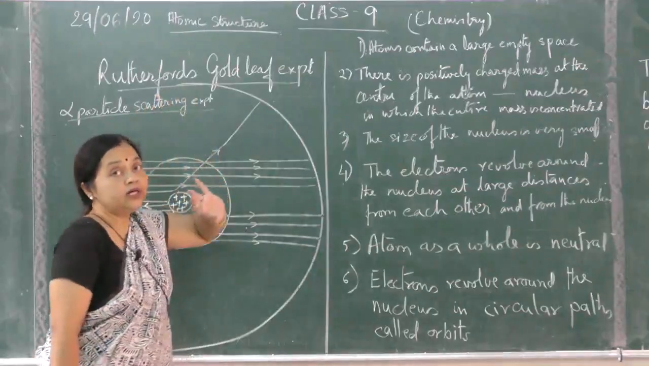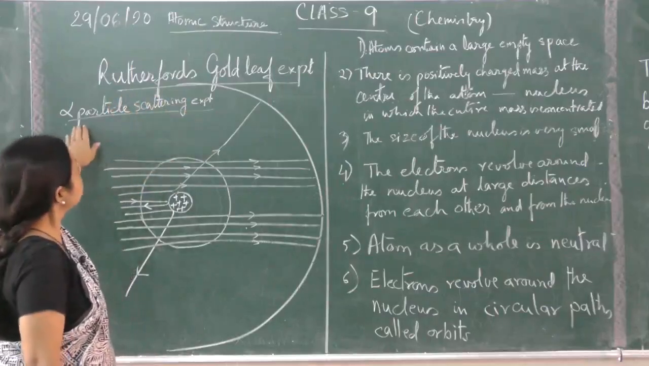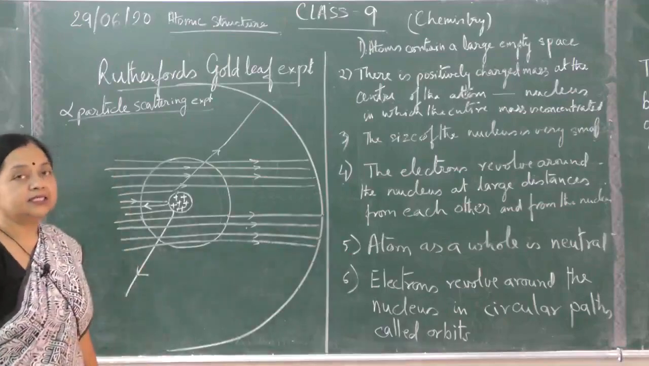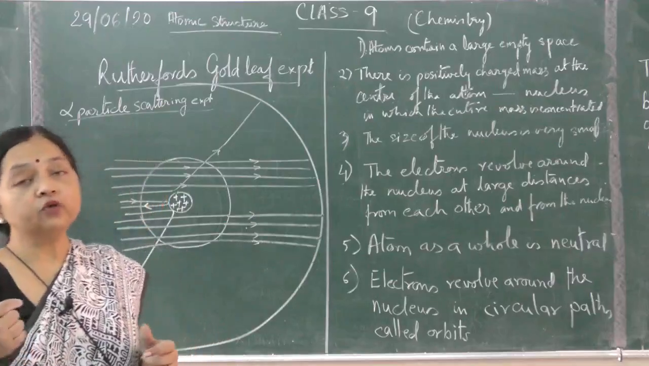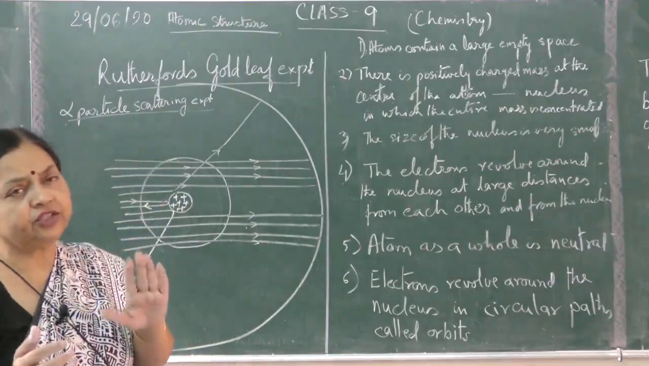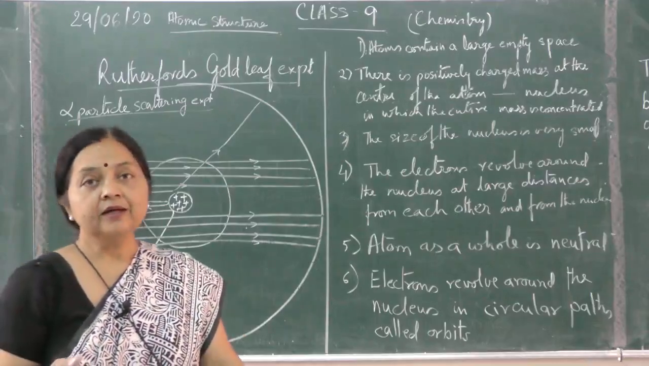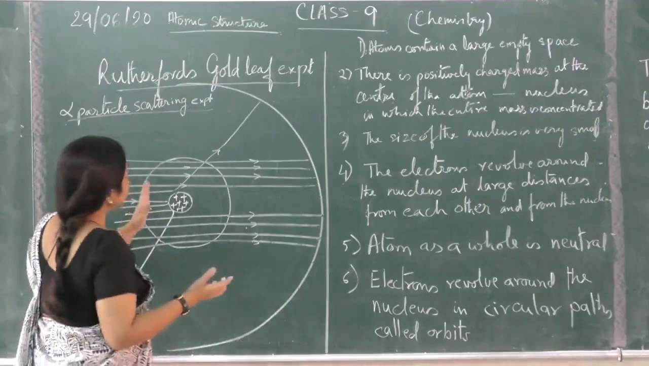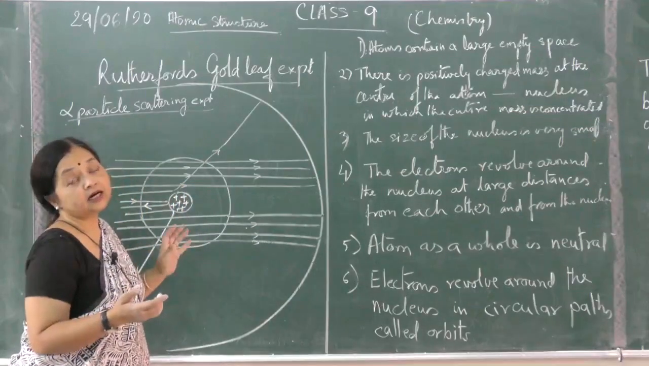Now we will do the gold leaf experiment, Rutherford's gold leaf experiment, also called the alpha particle scattering experiment. As I said, Rutherford took a gold leaf. Gold is the most malleable metal, so the thin sheet of gold, the leaf of gold, is thinner than this paper, and he bombarded the thin sheet of gold with alpha particles.